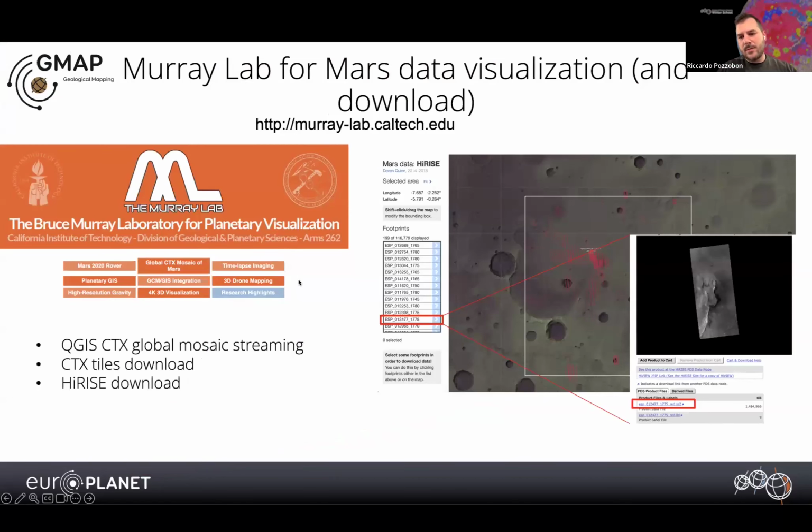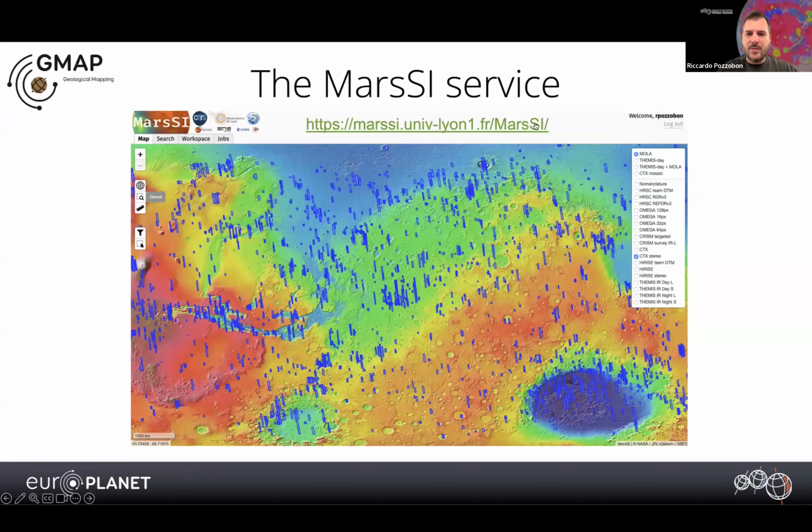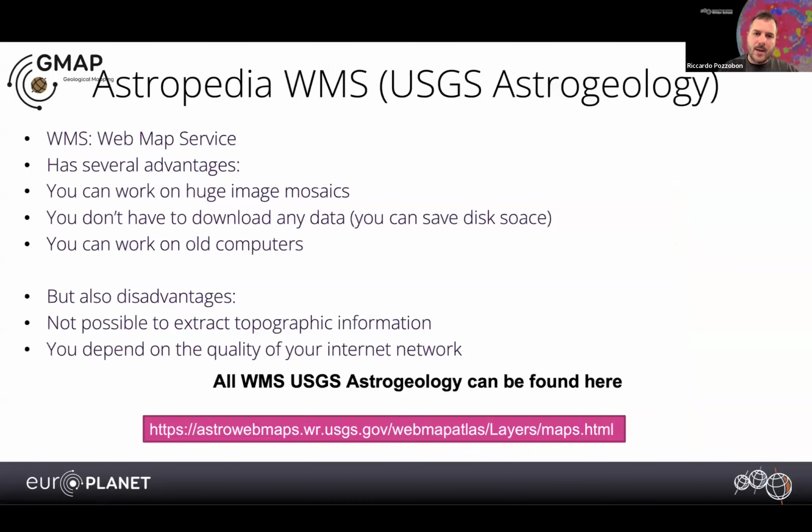There are other tools that are specific for downloading the types of data. I will not use time on that. This is the multi-orbit mosaic of HRSC that is now composing some tiles to get huge tiles of already mosaicked data, also pan-sharpened with colors. The MarsSI service, if you are curious, here you can create your login, register, and then you can go here, download some pre-processed data, and also request the production of stereoscopic DTMs for your needs. They are going to take care of it. You are going to receive an email with the link to download your custom-made topography.